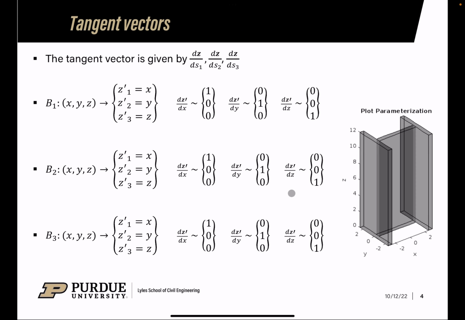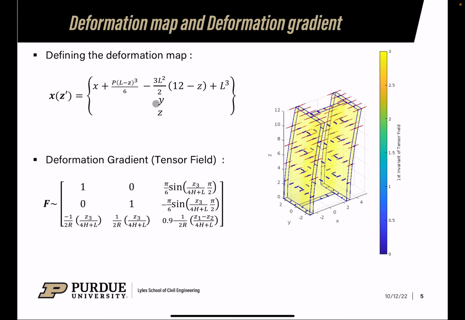I've defined tangent vectors to the body, and that can be done just by differentiating its body parameterization with respect to the parameters. And here is the deformation map. The deformation map I've chosen can be imagined as a vector field that would be giving a displacement.